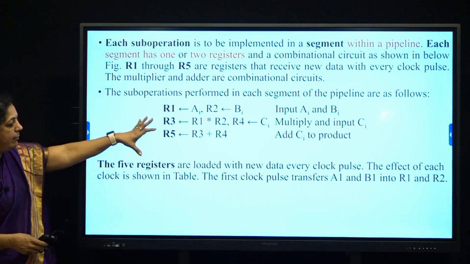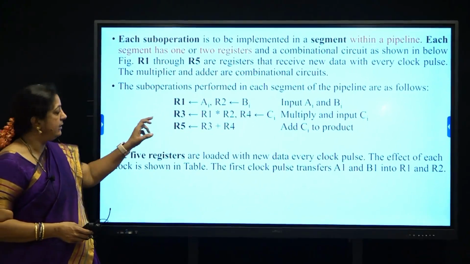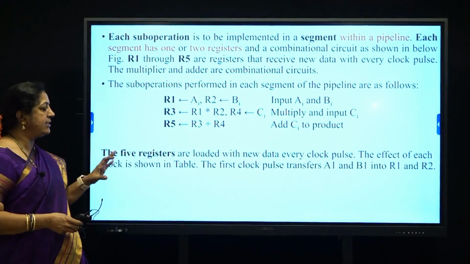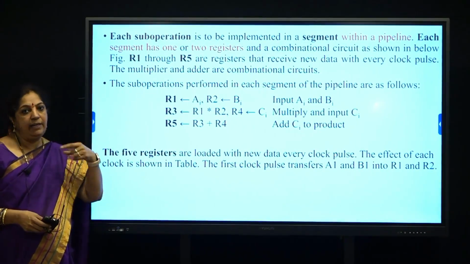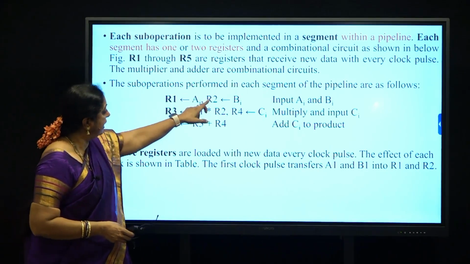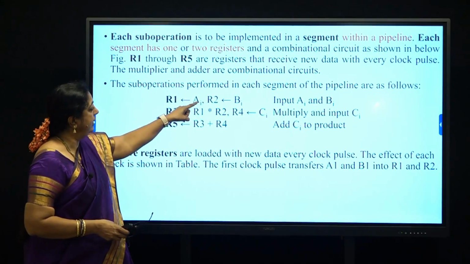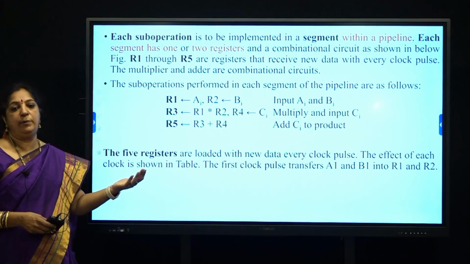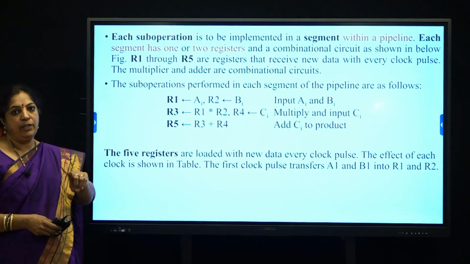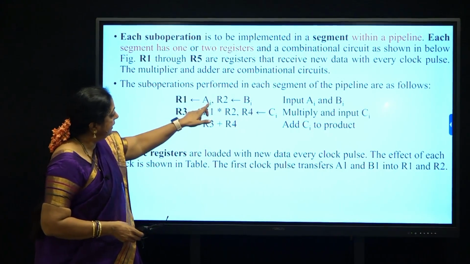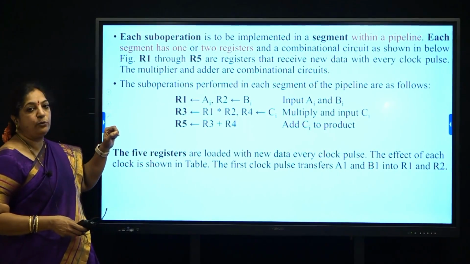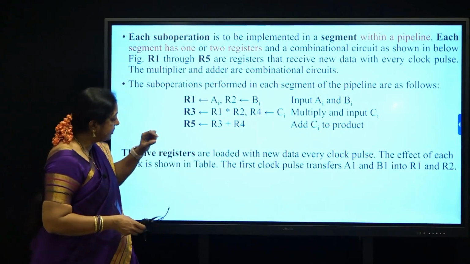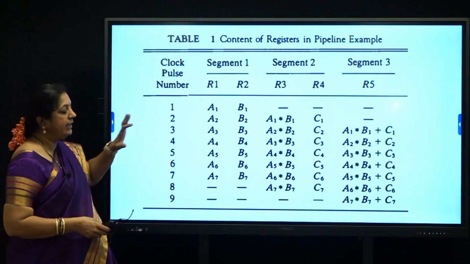Now, how many registers are required to complete the task? R1, R2, R3, R4 and R5. So a total of 5 registers are loaded with new data with every clock pulse. In the first clock pulse, R1 and R2 take A1 and B1. Simultaneously, in the same clock pulse, we cannot take A2 and B2 again; only in the next clock pulse can we do that. In the next clock pulse, A2 and B2 can be stored in R1 and R2, while R3 and R4 are also being handled. So some overlapping will be there. Let us see that in tabular form.